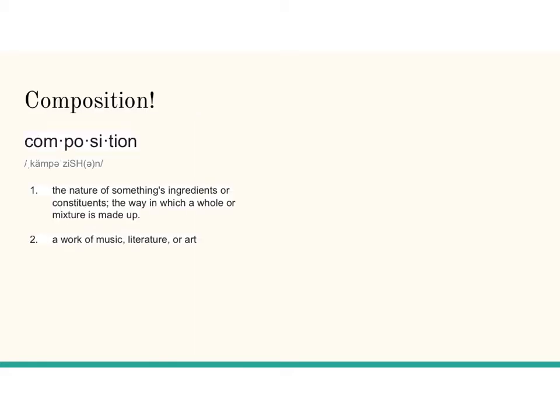The dictionary definition for composition is the nature of something's ingredients or constituents, the way in which a whole or mixture is made up. Basically, what that means is all of the pieces that are put together to make something, to compose it. A composition is also another name for a work of music, literature, or art.